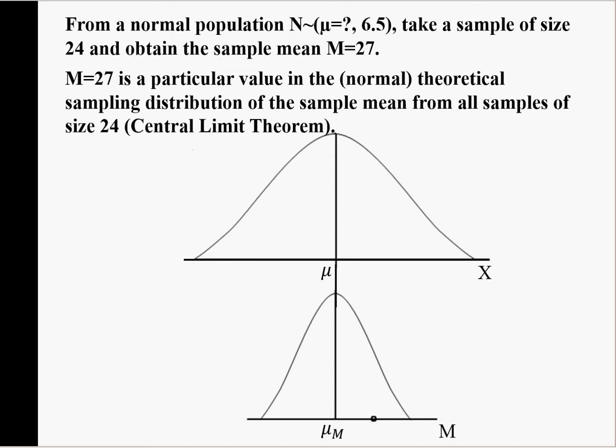Also remember the fact that the theoretical sampling distribution of the sample mean is a normal distribution. Okay, now look at what we have here. We have a normal distribution, and one value of this normal distribution is 27. That's the sample mean. Now, this is one value in a normal distribution. That tells us that this particular value, 27, has 68.26% probability of coming from an interval 1 standard error around the mean.